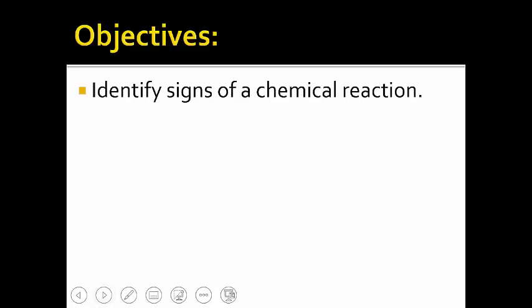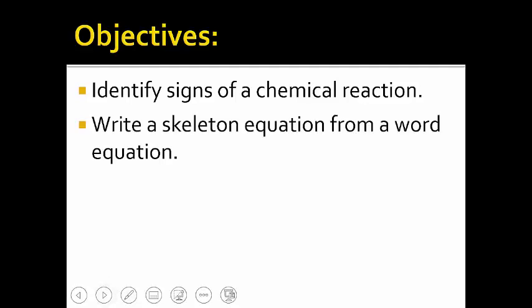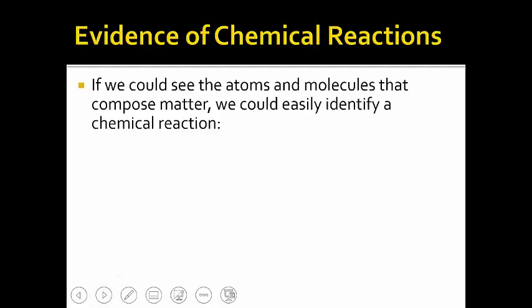Our objectives for today are to identify what the signs are of a chemical reaction, and then also we're going to take a look at how we write equations based on sentences or word equations. So let's jump right in. How do we know a chemical reaction has occurred? Well, the easiest way would be if we could see the atoms, right? So if we can get down at the molecular level and actually see the atoms, we could easily see if a chemical reaction has occurred.